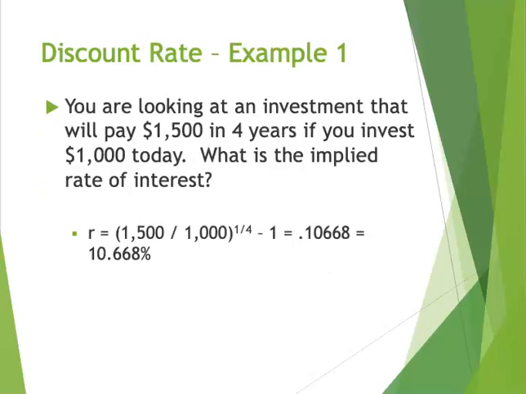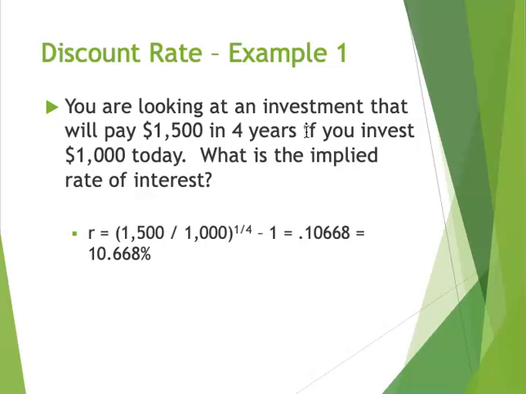So let's look at an example for discount rates. You're looking at an investment that will pay $1,500 in 4 years if you invest $1,000 today. So what is the implied rate of interest? We know that our present value is $1,000. We know that our future value is $1,500, and the time horizon is 4 years.